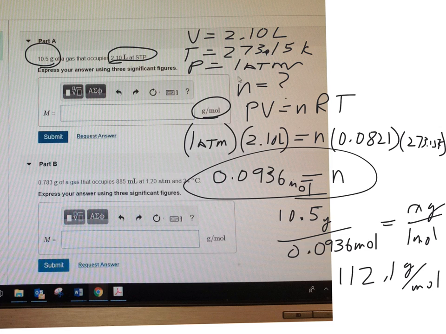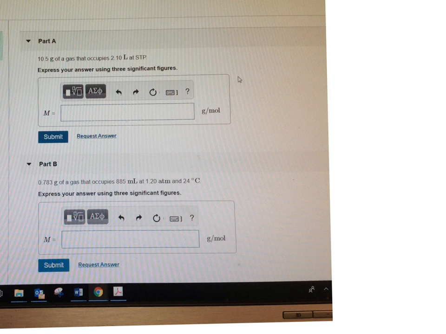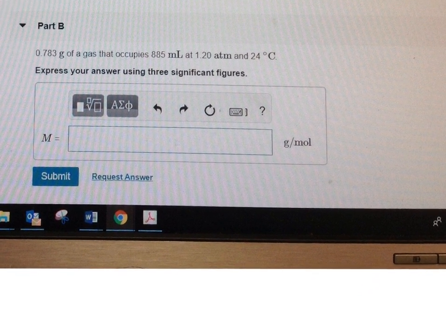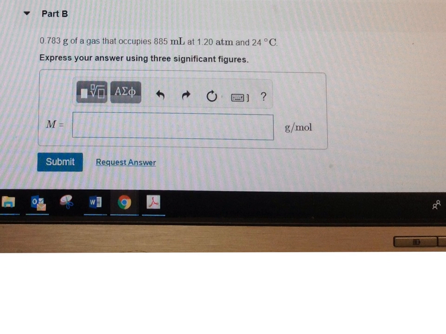So let's take a look at B now. Alright, so let's take a look at part B. 0.783 grams of gas occupies 885 milliliters at 1.2 atm and 24 degrees Celsius. This is the exact same as the last problem, except they're making us jump through a bunch more hoops.